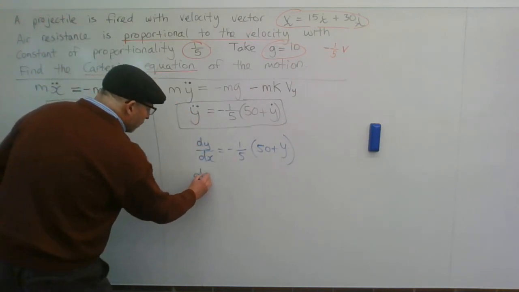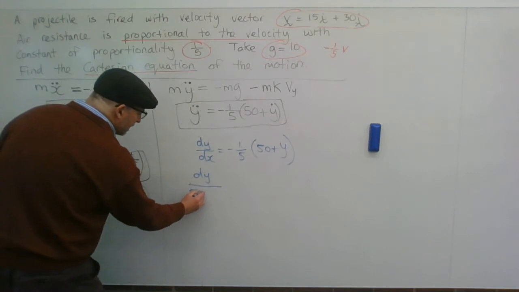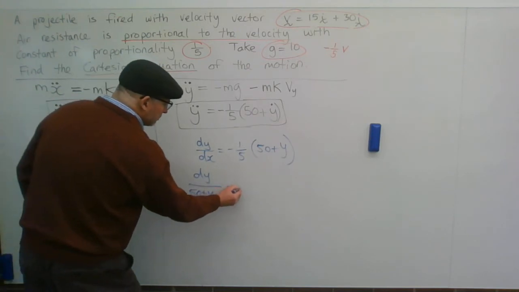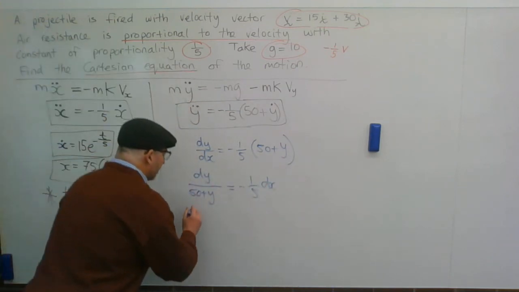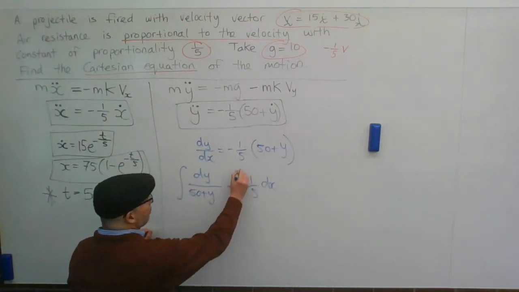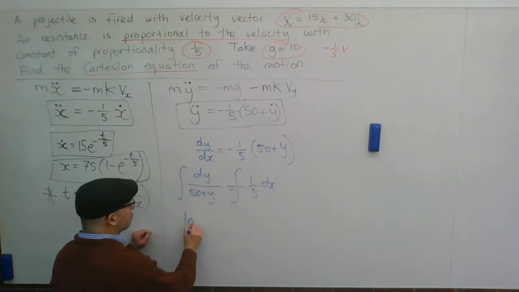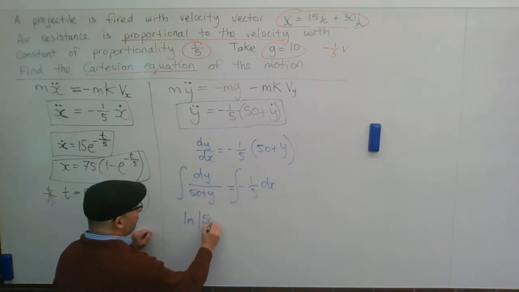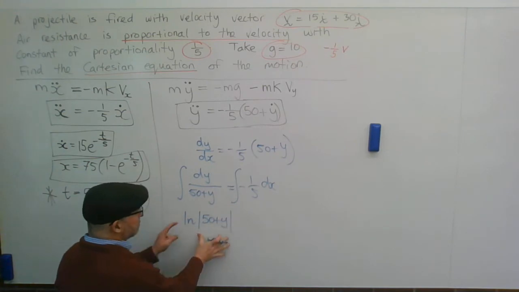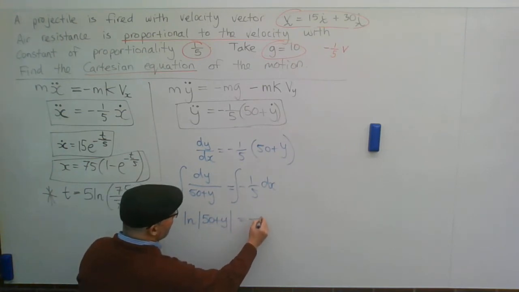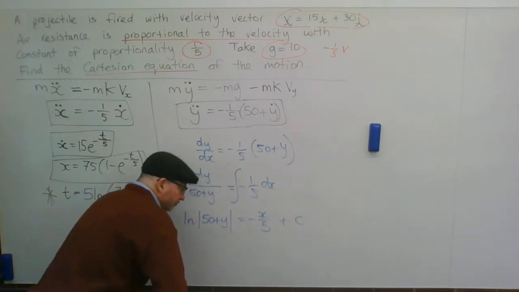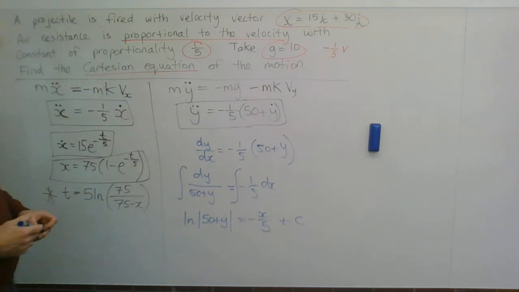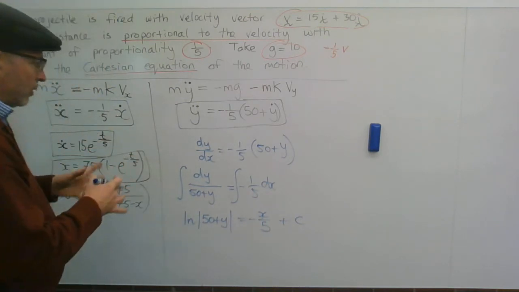So this is dy on 50 plus y equals minus 1/5 dx. So this is, if we do the integral of both of them, this will be the natural log of 50 plus y in absolute values equals minus 1/5. Now that'll be minus 1/5 of x plus c. So that's how you would go ahead and integrate that normally.